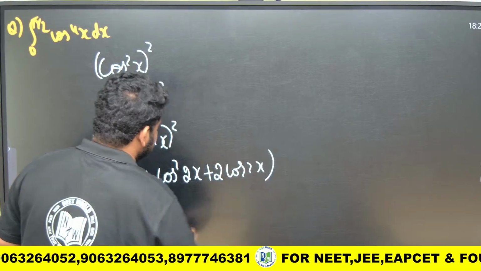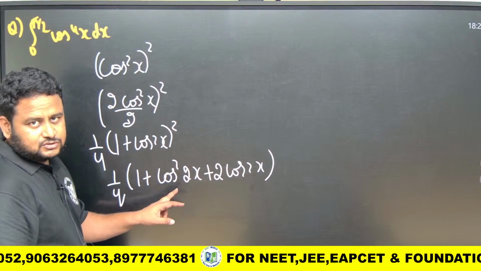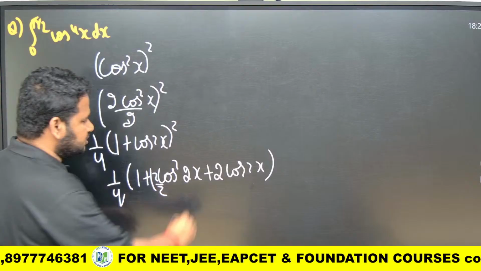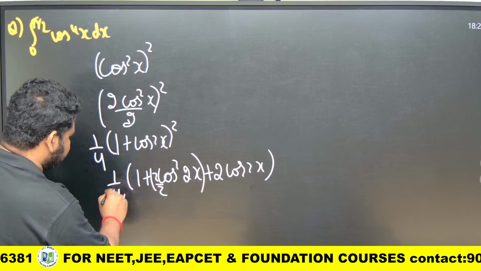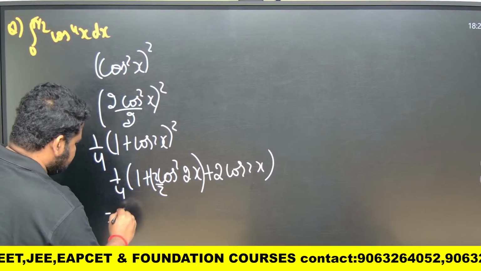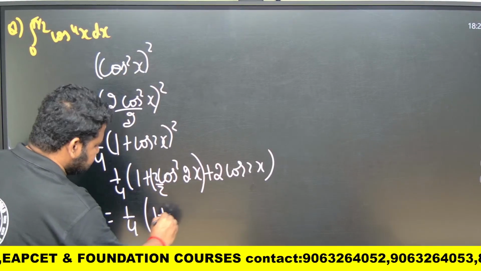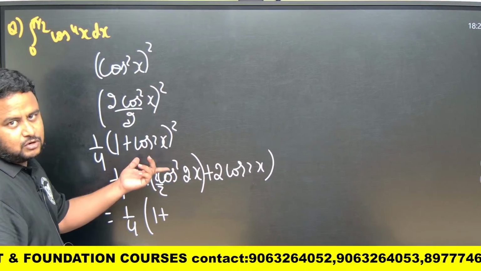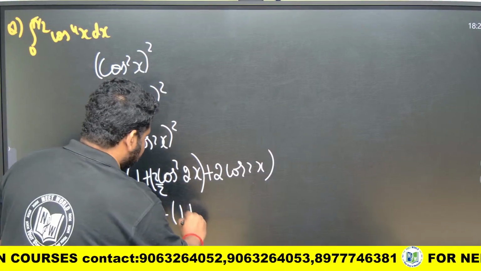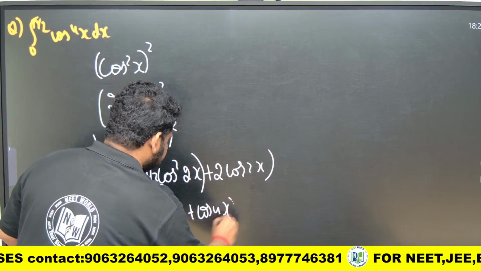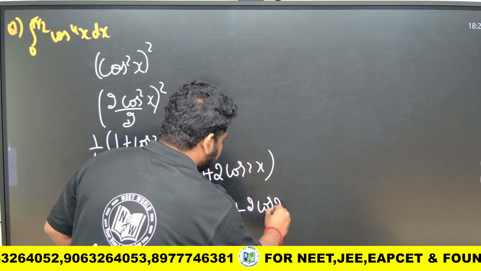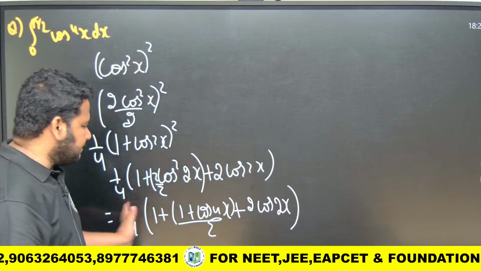Now again I got cos square 2x. So again I should divide and multiply by 2. The 1 by 4 is outside actually; let me keep it as it is. So this will become 1 plus 2 cos square 2x, which is nothing but 1 plus cos 2 times 2x, that will become 1 plus cos 4x. This will become 1 plus cos 4x divided by 2, plus 2 cos 2x. Now everything I will multiply by 1 by 4.